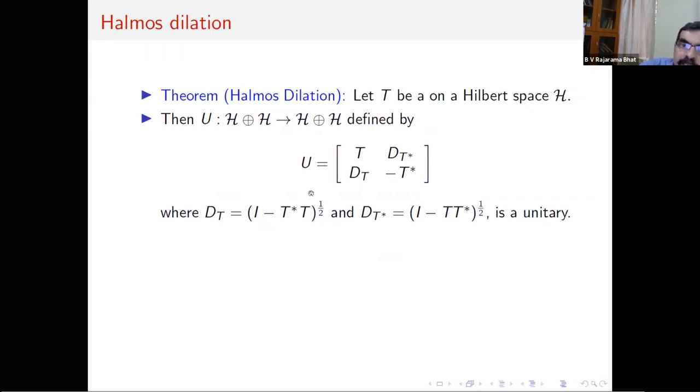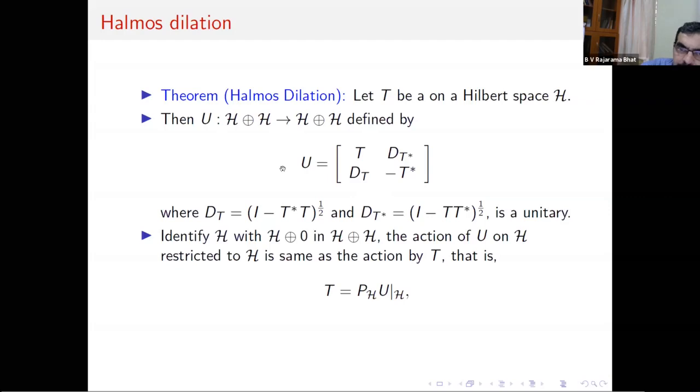So what is it saying? What does the Halmos dilation say? Any contraction T, you can enlarge to a bigger space where you have a unitary. So every contraction is a restriction of a unitary. And this bigger space is a natural one, H direct sum H. So you may identify the original H as H direct sum 0. I'm just writing the same thing in a different way.